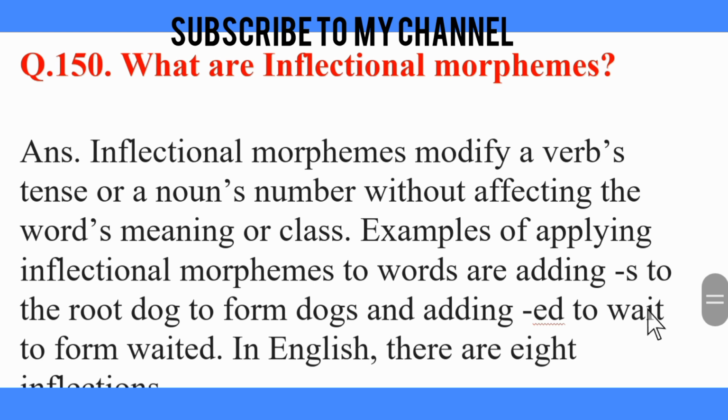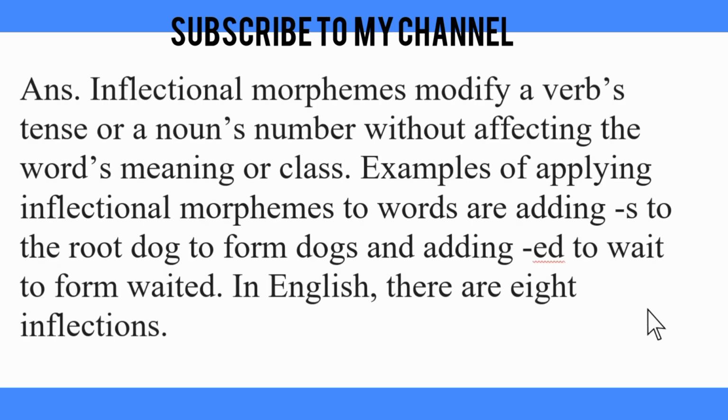What are inflectional morphemes? Inflectional morphemes modify a verb's tense or a noun's number without affecting the word's meaning or class. Examples of applying inflectional morphemes to words are adding s to the root dog to form dogs, and adding ed to wait to form waited. In English, there are 8 inflections.